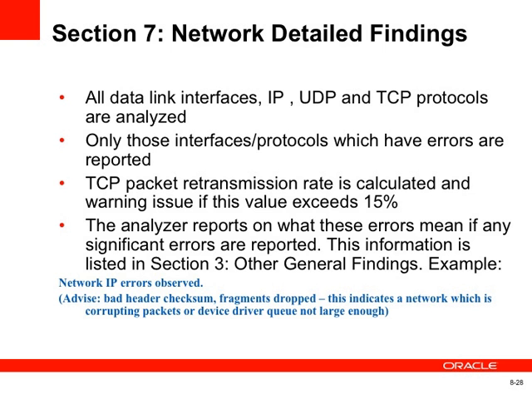Significant network problems are listed in Section 3 along with probable causes for these issues. In this example, IP errors are reported in Section 3. The analyzer found bad header checksums and fragments were being dropped. It also lists the probable cause of this issue, specifically that the network was corrupting packets or that the device driver queue may not be large enough. The following slides look at what is reported for the network interfaces and protocols.